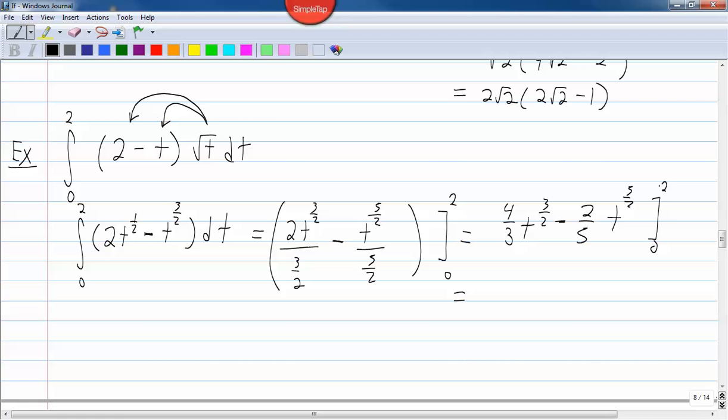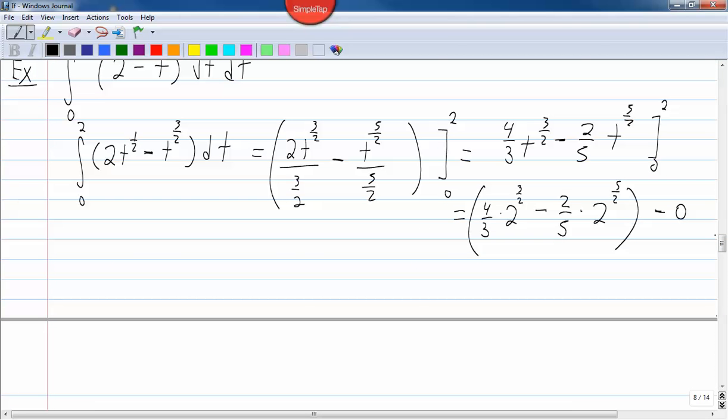Alright, so if I plug in a 2 there, that's going to be 4/3, and there, 4/3 times 2 to the 3/2 minus 2/5 times 2 to the 5/2, and then minus, when you plug in a 0, you get 0 and 0.